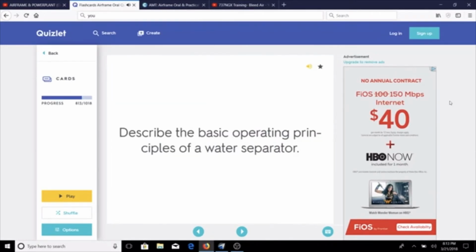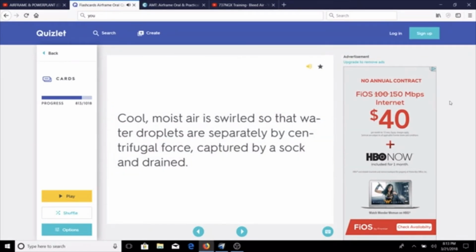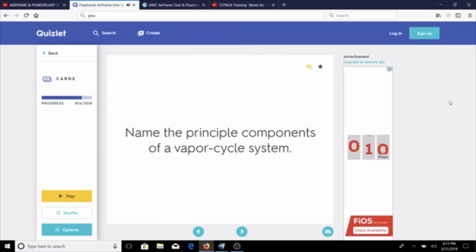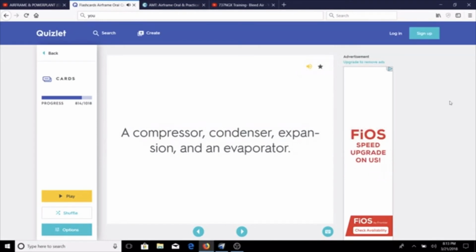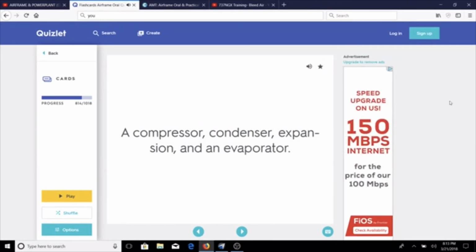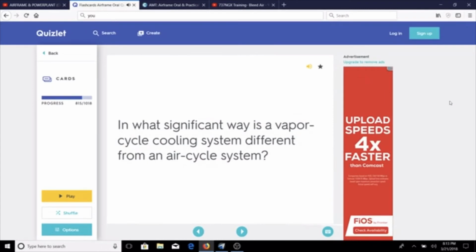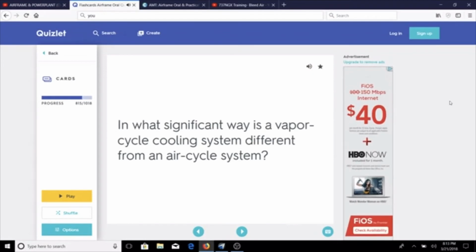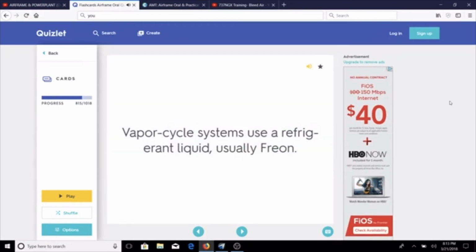Describe the basic operating principles of a water separator. Cool, moist air is swirled so that water droplets are separated by centrifugal force, captured by a sock, and drained. Name the principal components of a vapor cycle system. A compressor, condenser, expansion valve, and an evaporator. In what significant way is a vapor cycle cooling system different from an air cycle system? Vapor cycle systems use a refrigerant liquid, usually Freon.